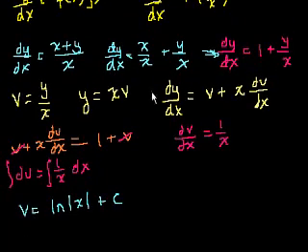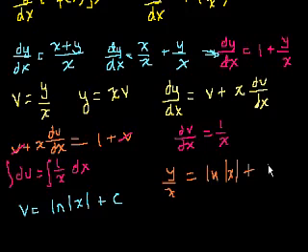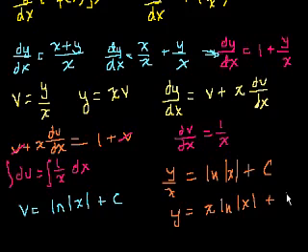What was v? We made the substitution that v is equal to y over x, so let's reverse substitute it now, or unsubstitute it. So we get y over x is equal to the natural log of x plus c, some constant. Multiply both sides times x, and you get y is equal to x times the natural log of x plus c. And we're done.